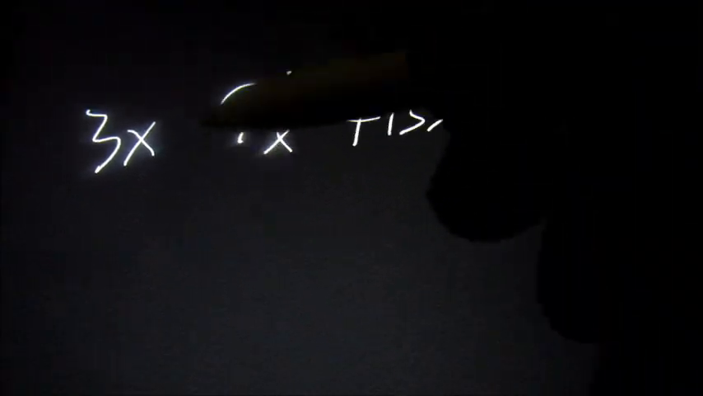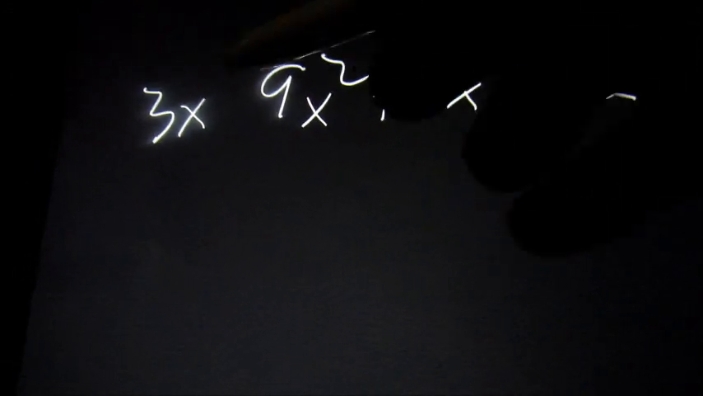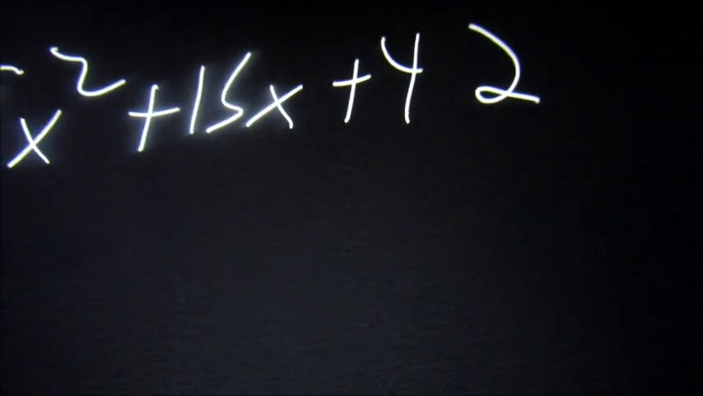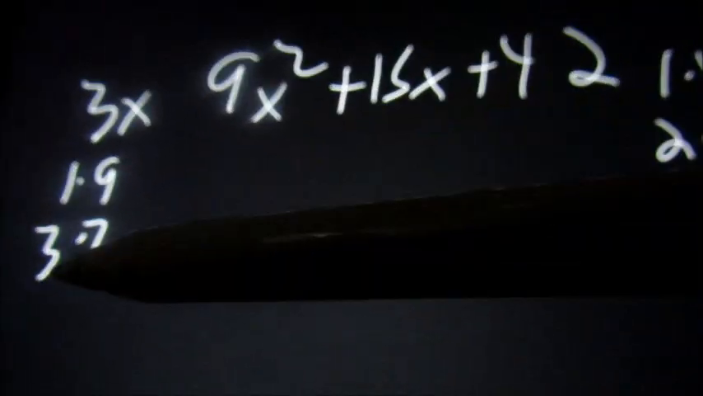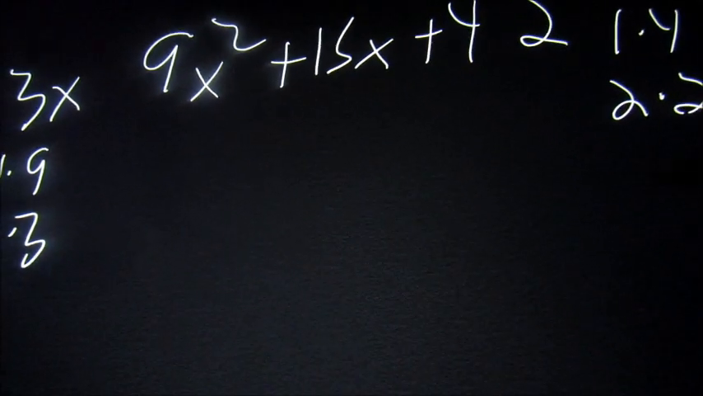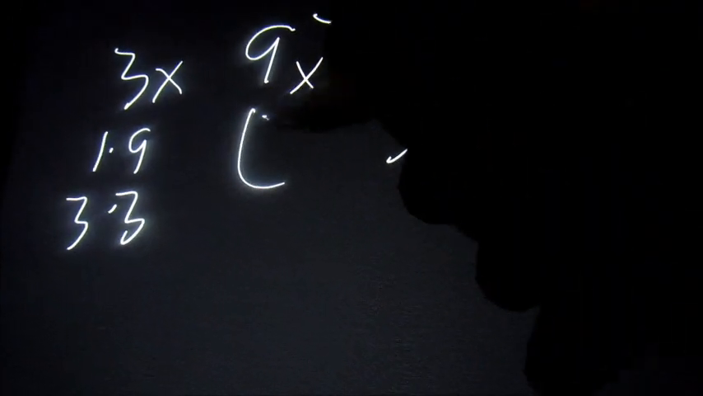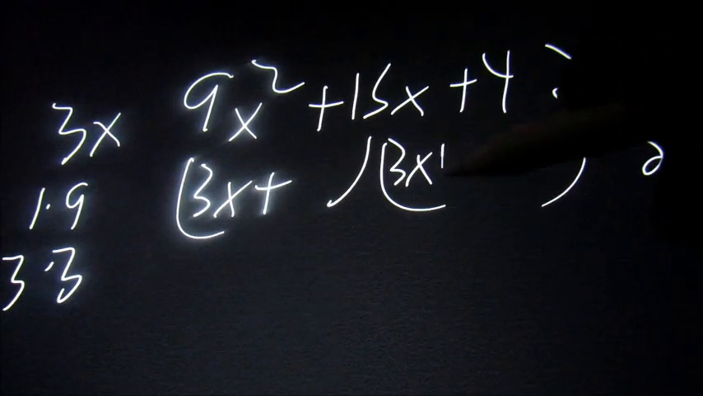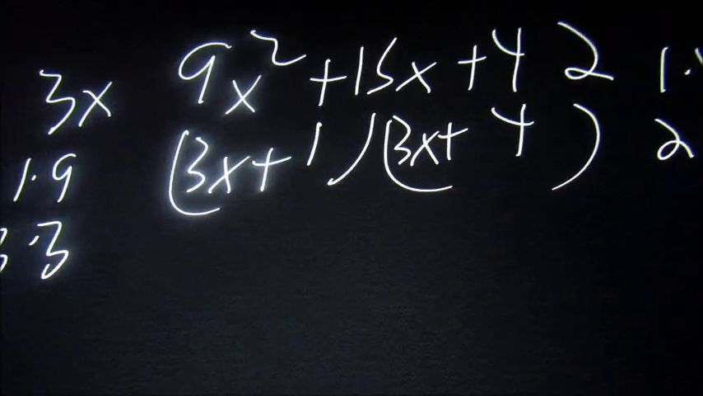So if we had to factor this, we would have to do it like we did in the previous section. All the factors that exist for 9 are 1 times 9 and 3 times 3. The ones that exist for 4 are 1 times 4 and 2 times 2. We know that we're not going to pair 3x and 2, but like I said before, start with the ones that are closest to each other. So 3x and 3x, we see that we have two pluses, so these are going to be pluses, and we have to add up to 15. So I'm going to try the 1 and the 4.